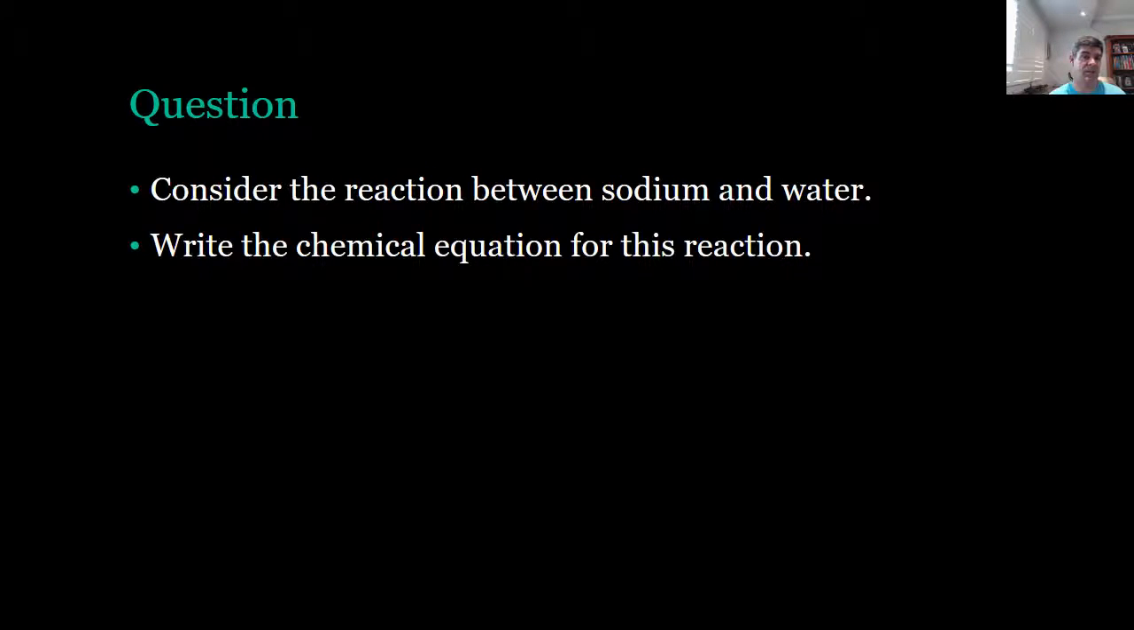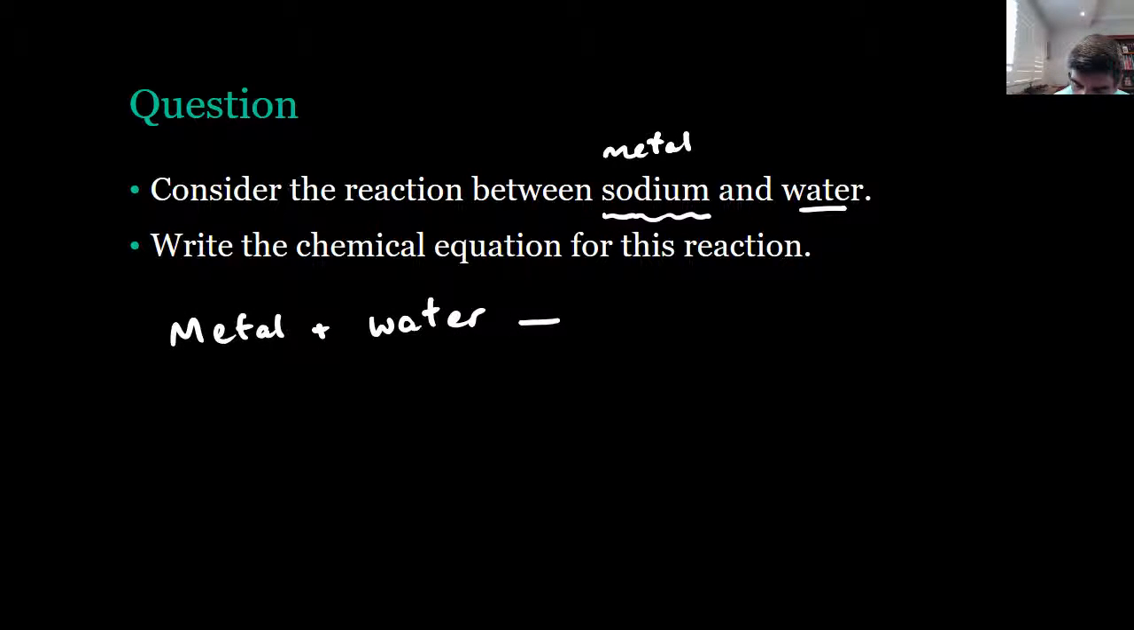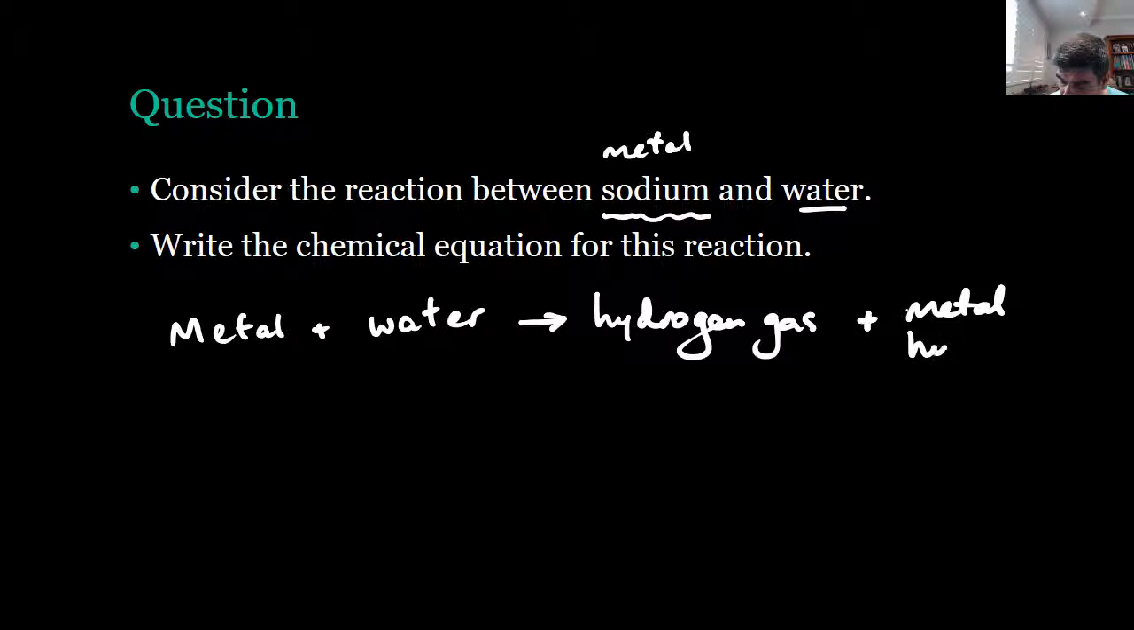So here's an example. Consider the reaction between sodium and water. Write the chemical equation for this reaction. So when you're considering these sorts of questions, you look at what substances we have present. Now, sodium is a metal, and so in this case we're adding a metal and water. So our general equation is metal plus water gives us hydrogen gas plus a metal hydroxide.